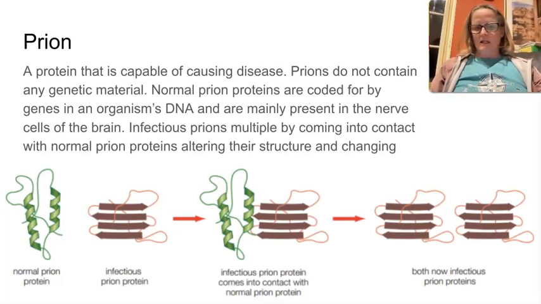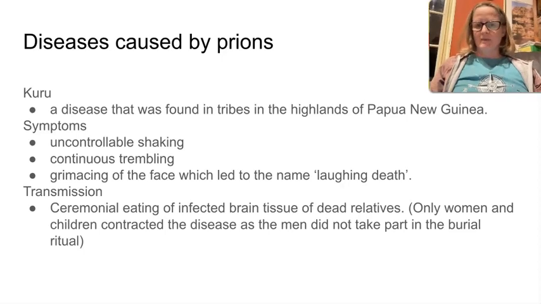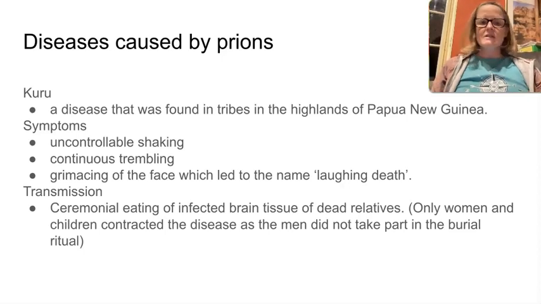It's unclear really what the mechanism of these is, but there seems to be some self-catalytic misfolding that takes place and results in a disease. Some examples. Kuru. This is a disease that was first described in the highlands of Papua New Guinea. You get a disease of the nervous system, with shaking and trembling and grimacing, and it seems to be transmitted through the ceremonial eating of infected brain tissue.